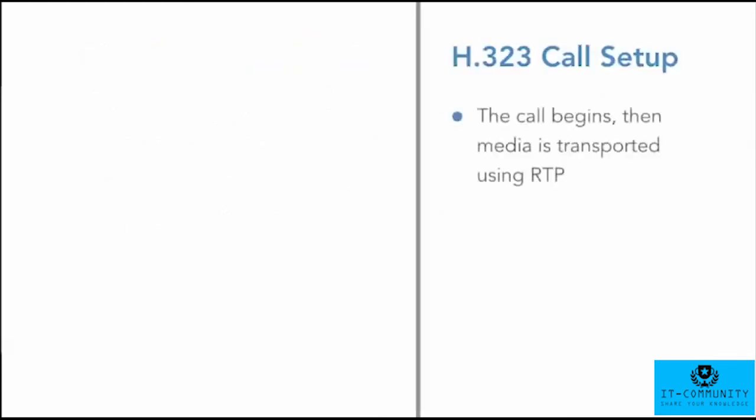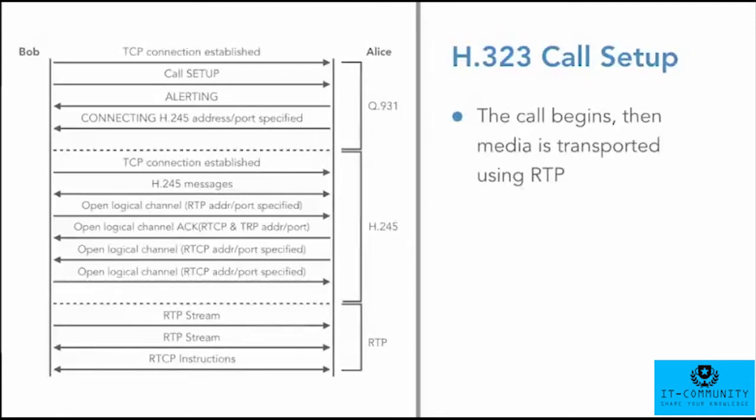Here you can see the H.323 call setup. It begins up above with Q.931, which has the protocol H.245, and after that the call then begins the media transfer using RTP.